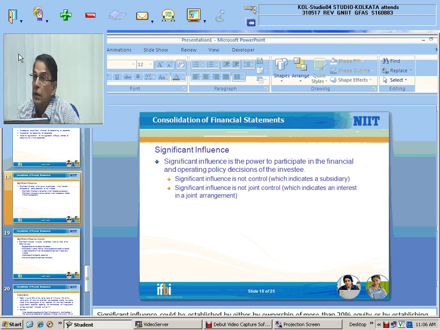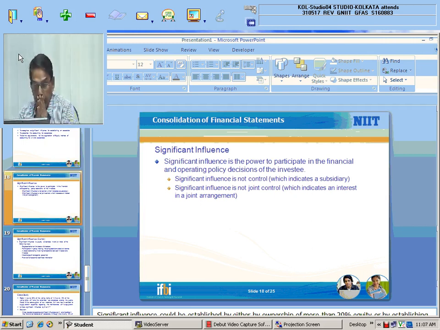Significant influence should not be confused with control. Control and significant influence are different. So significant influence is not control. Control means it's a subsidiary. Significant influence is not even joint control. When you have control over another company along with another entity, another company A with company B has joint control over another entity, then it's a control. But significant influence is neither joint control nor control. It is the power to participate in the financial and operating policy decisions of the investee.